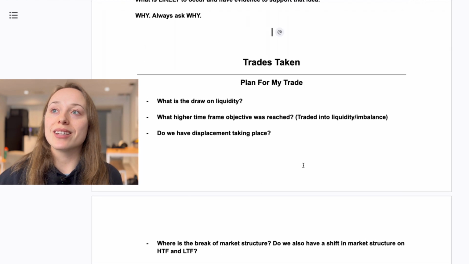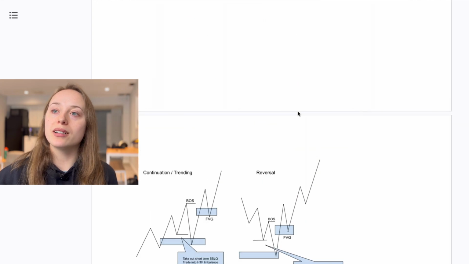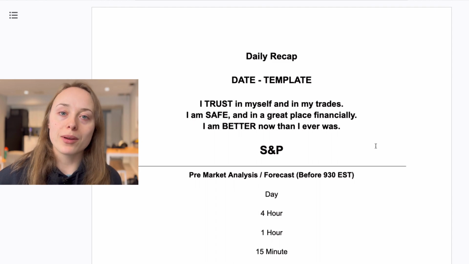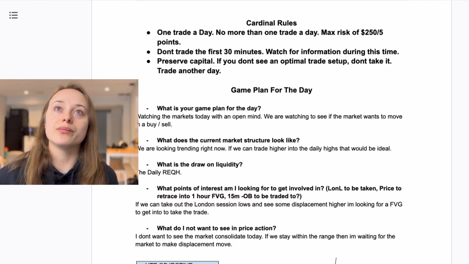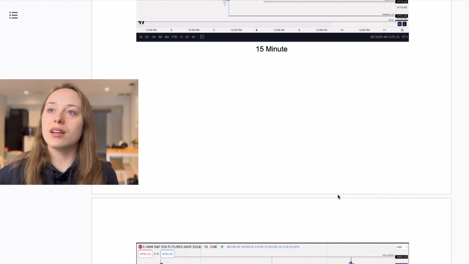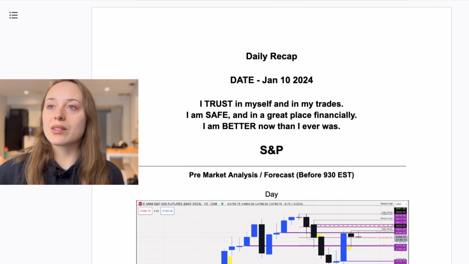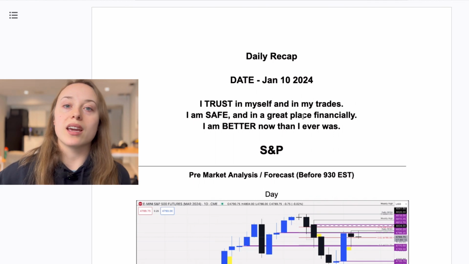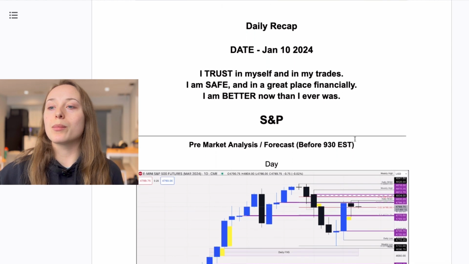All you have to do is, what I do is I save it as a template, and then I will make a copy and fill in that with the new date and everything. So right now, we're gonna look at my January 10th document. So daily recap, date January 10th. I basically just make a copy of the daily recap template, and then I post pictures here.